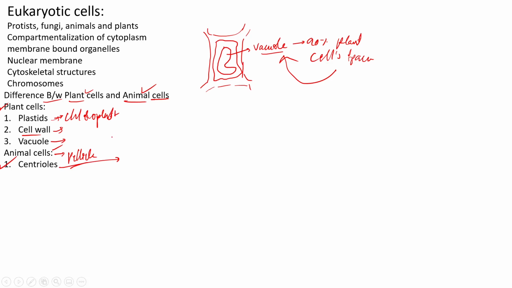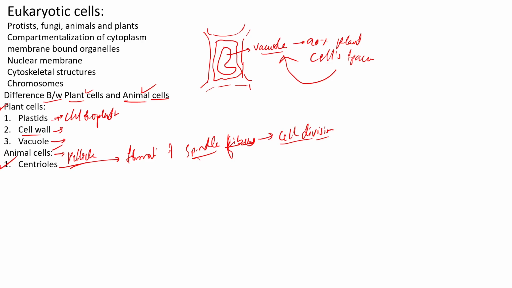The main function of the centriole is in the formation of spindle fibers, and these spindle fibers are mainly helping in cell division. We all know this, right? They are mainly involved in what? Cell division. How are they playing an important role in cell division?